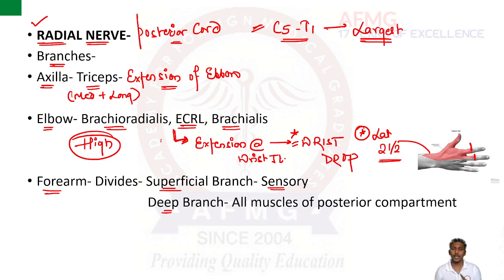This is the update. It is over the dorsum of the hand, not on the palmar aspect, only on the dorsum of the hand. Everything radial is posterior only. Okay, please remember this. Right.